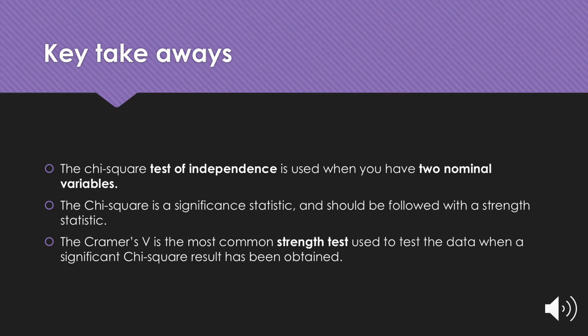Key takeaways. We know that the chi-square test of independence is used when you have two nominal variables. It is a significance statistic and should be followed with a strength statistic, where we use Cramer's V as the most common strength test.